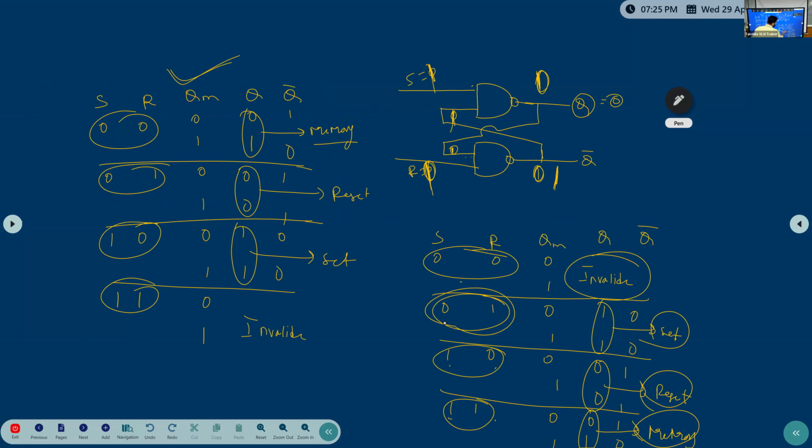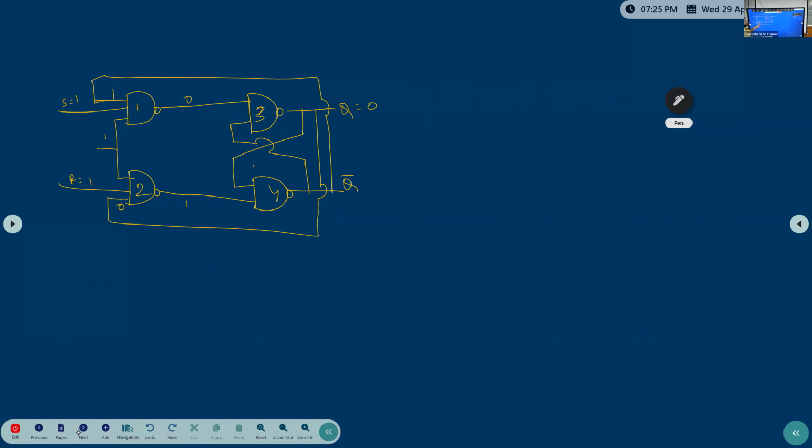For this circuit, the 0, 1 case, what are we getting? We are getting set. Yes or no? Set means output Q becomes 1. Now Q is already 1, so it takes Q as 1. This 1 comes here, 0 goes here. This becomes 1, 0, and Q becomes 0 now.